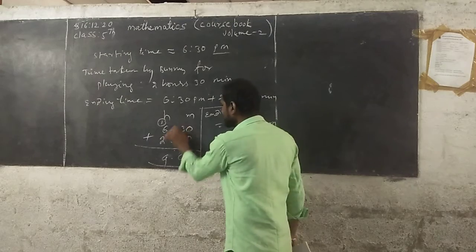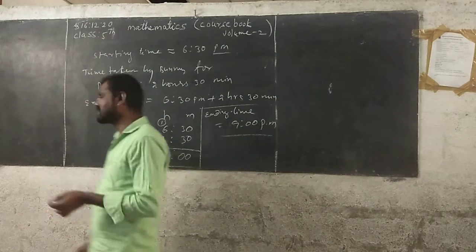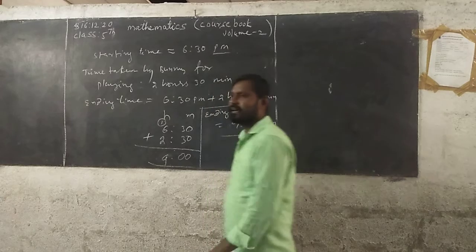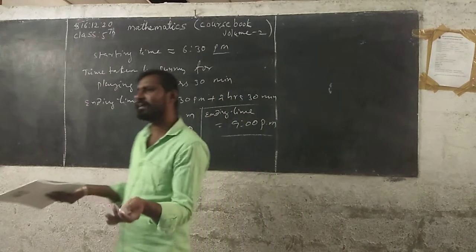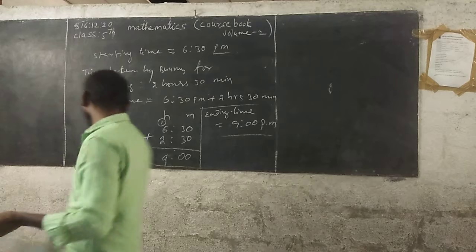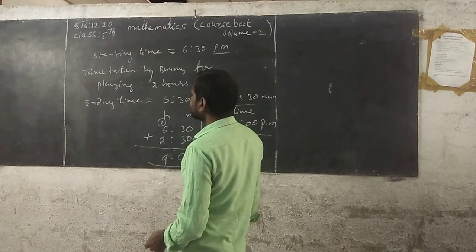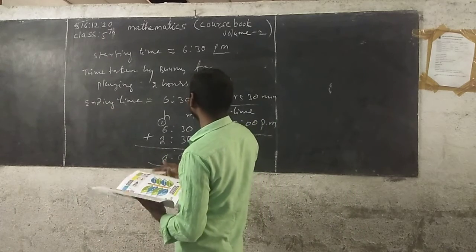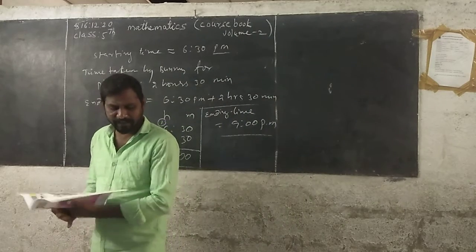Did you understand? This is 30 plus 30, 60 minutes. 60 minutes is equal to 1 hour. 1 hour is carried over to the hours column. Then in minutes there are no minutes, so you can write 00. So Bunny's playing stopped at 9 p.m. Everybody write down.